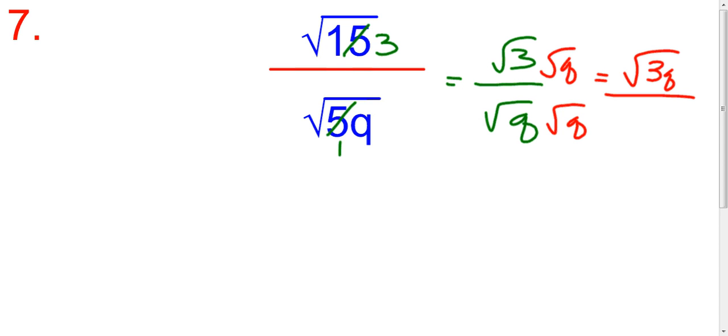And on the bottom, I will have the square root of q squared, and the square root of q squared would just be q. Okay? When you multiply by itself, you're left with what's inside.